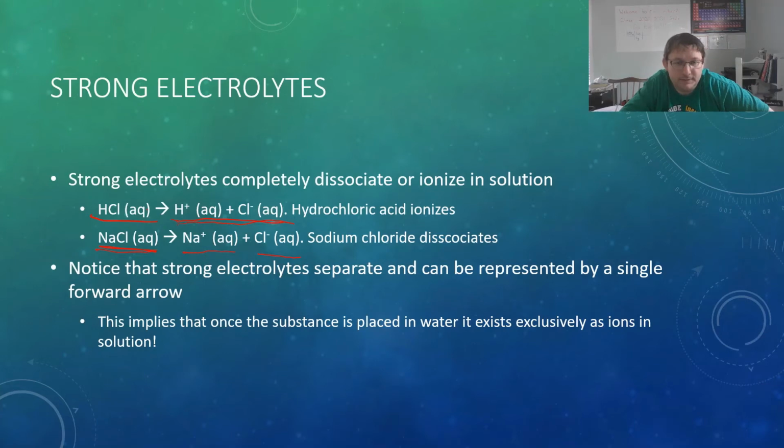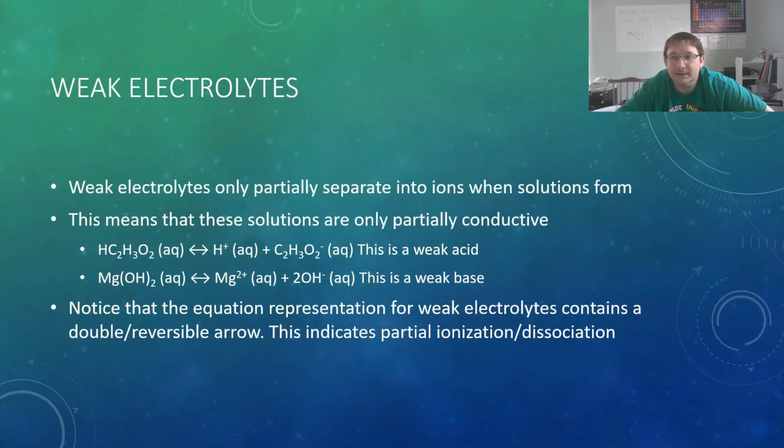Notice that because these are strong electrolytes, you're going to have that single forward arrow. This implies that once the substance is placed in water, it exists exclusively as those ions, as opposed to weak electrolytes. For weak electrolytes, we're not going to show a one-sided arrow. You'll notice here right away that there's a double-sided arrow. That implies that you're going to have this species present, this species present, and this species present for the bottom one, and up here you'll have this one and this one present, like I showed you in the particle diagram for HF.